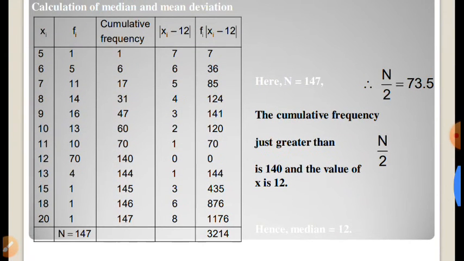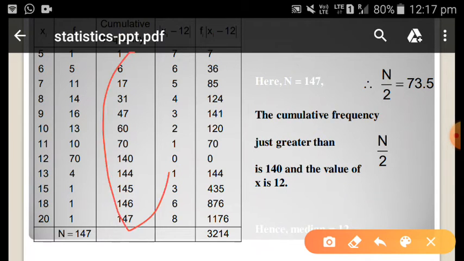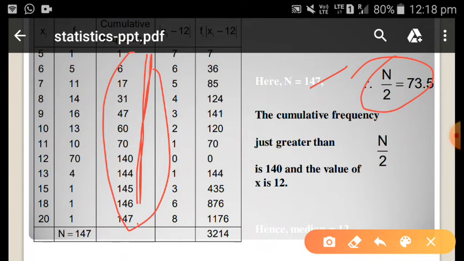Here n is equal to 147, and we need to find the cumulative frequencies. As we have found the cumulative frequencies, the n value is 147. Half of the n value is 73.5. Then, the first cumulative frequency more than 73.5, that you need to see here. Okay, so what is the meaning of this? You need to understand the table clearly.